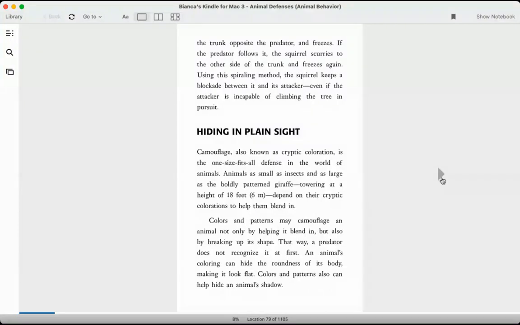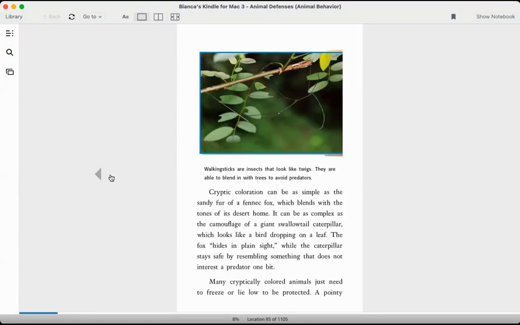If the predator follows, the squirrel scurries to the other side of the trunk and freezes again. Using the spiraling method, the squirrel keeps a blockade between it and its attacker, even if the attacker is incapable of climbing the tree in pursuit.